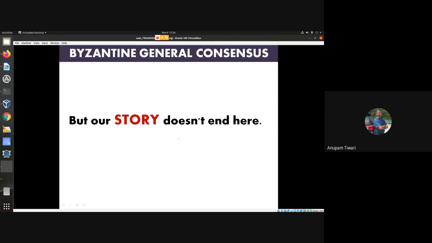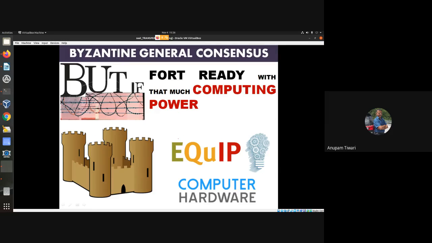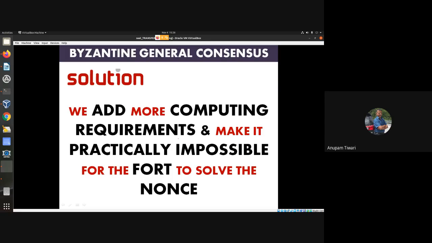But the story does not end here. Army 1 has used a computer to make the computational guesses and calculate the nonce. The fort that we are talking about now comes to know that this is the way they are doing the jiggery pokery. So we'll also buy a giant computer, a supercomputer. So whenever they catch a messenger, they now have the computing resources to modify the nonce so that the 7 zeros property is satisfied. So now the fort is ready with that much computing power.